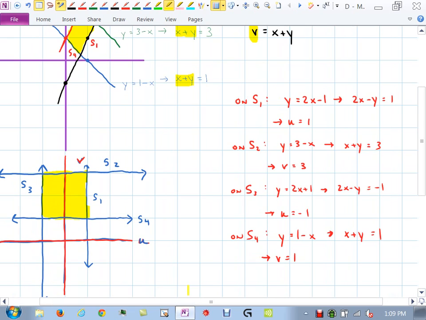Then I do the same thing for S3. On S3, I get 2x minus y is negative 1, but 2x minus y is u, so u is negative 1. So that gives me this line. And again, it goes up and down forever. And then finally, S4, you do the same thing, and it'll turn out to be that v is 1. So you get those 4 lines, and they enclose a new region, and that's a rectangular region, isn't it? So we're done. Yes?